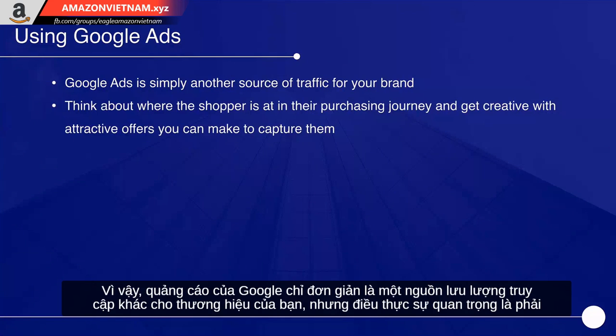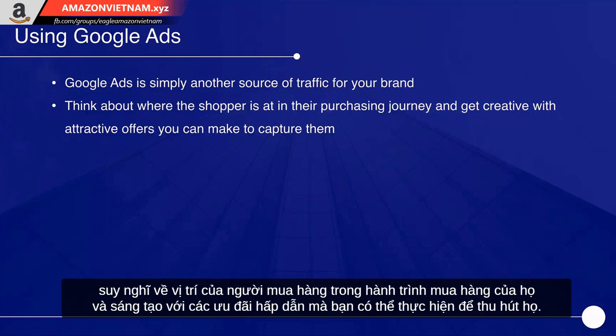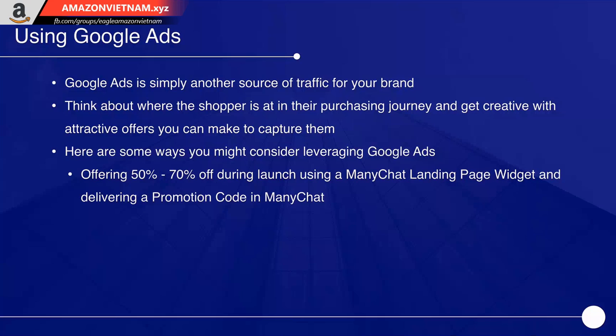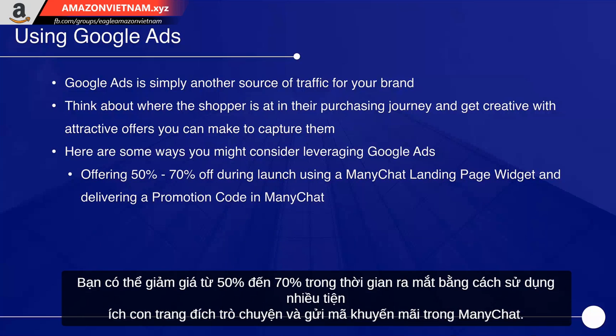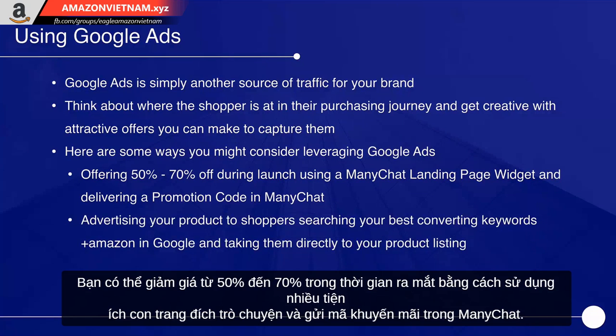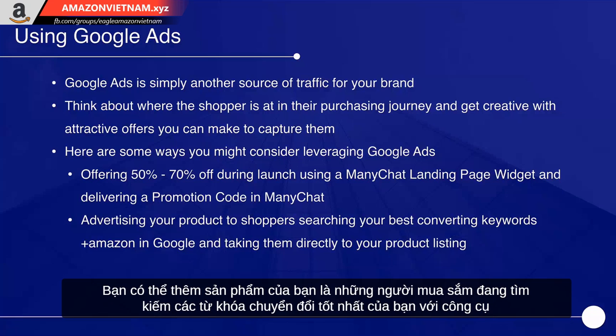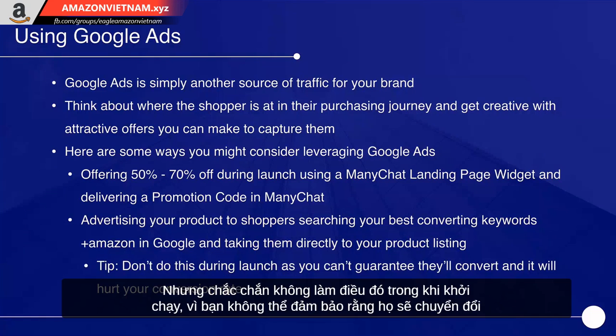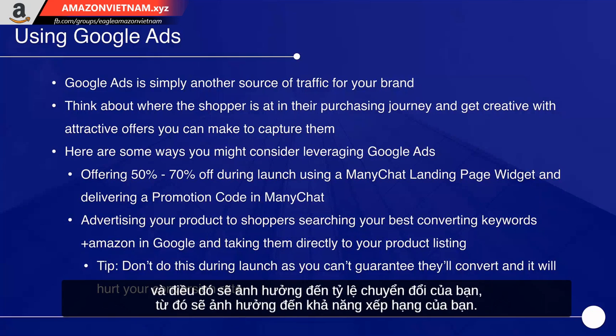But it's really important to think about where the shopper is at in their purchasing journey and get creative with attractive offers you can make to capture them. Here are some ways you might consider leveraging Google Ads. You could offer 50 to 70% off during launch using a ManyChat landing page widget and deliver a promotion code inside of ManyChat. You might advertise your product to shoppers searching for your best converting keywords with the modifier plus Amazon, as we're going to discover shortly, and then taking them directly to your product listing. But definitely don't do this during launch, as you can't guarantee that they'll convert and it will hurt your conversion rate, which will in turn hurt your ranking ability.